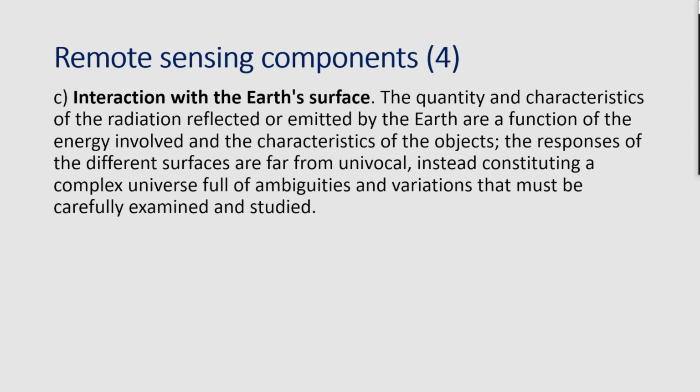Remote sensing components. 4. C. Interaction with the Earth's surface. The quantity and characteristics of the radiation reflected or emitted by the Earth are a function of the energy involved, and the characteristics of the objects, the responses of the different surfaces, are far from univocal, instead constituting a complex universe full of ambiguities and variations that must be carefully examined and studied.